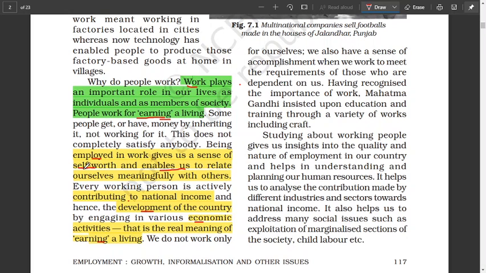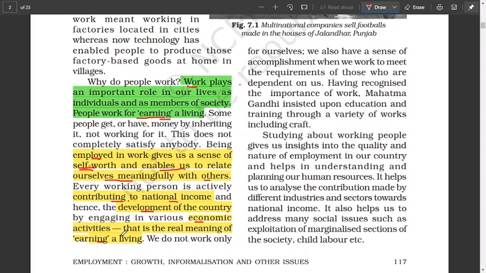At the same time, it gives you a sense of self-worth. You feel confident. You can also feel meaningful when you relate with others. That's the one point. Number two is that if you work, you earn, you contribute to the earning of the nation, the national income, because national income is the income of the people. It brings about development of the country if all of us work in all these economic activities.